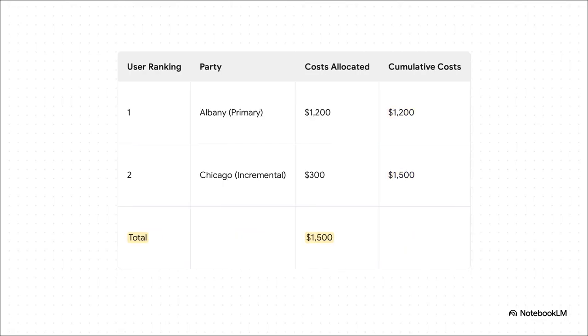But now, watch what happens when we use the incremental method. For this to work, we have to rank the users. Let's decide that the person going to Albany is the primary user. They get hit with their full standalone cost, $1,200. That leaves $300 left over from the total bill, right? Well, that's what the incremental user, the person going to Chicago, has to pay. It's a completely different result. And it just goes to show you, with this method, who you decide is primary is everything.